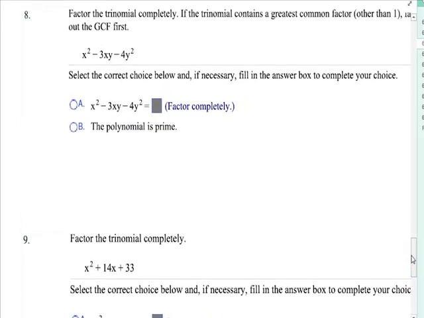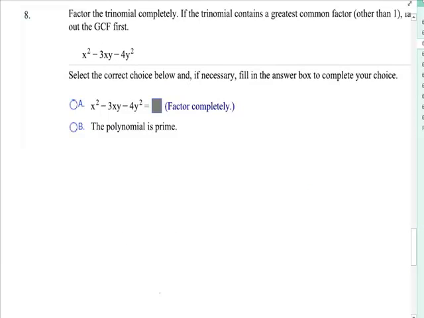I know it seems like we're doing a lot of examples, but this particular skill needs a little bit of practice, or maybe a lot of practice. All right, x squared minus 3xy minus 4y squared. We've got our x squareds here, and y squareds here. We've got what's called a mixed term in the middle. There's no GCF. I'll go straight to my parentheses.